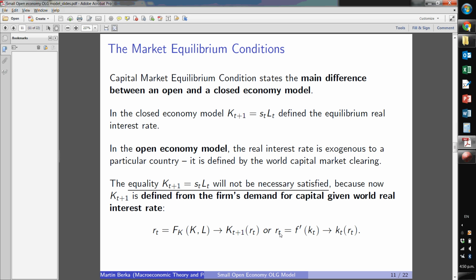If we assume that R is exogenous, f is just some functional form. This could be any kind of functional form which satisfies the usual conditions, and lowercase k then becomes a function of R, which is expressed here. So k_t, capital per worker in this economy, is just a function of the exogenous interest rate. So the first order condition automatically is going to pin down, or determine, the level of capital stock per worker in this economy.